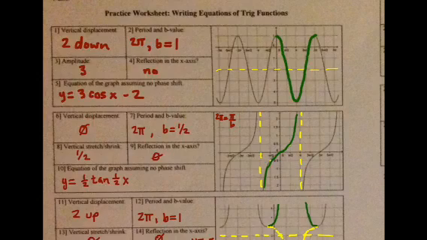Vertical stretch is 1/2. Again, how do I know that? Because the 1/4 and the 3/4, this is the 3/4, is at 1/2, and the 1/4 is at -1/2. So A is 1/2. No reflection. Here's the equation.